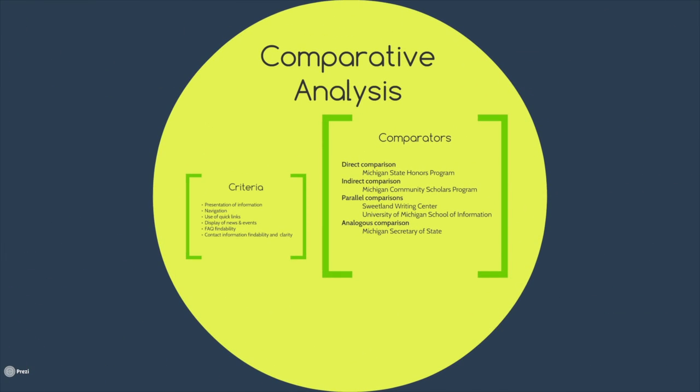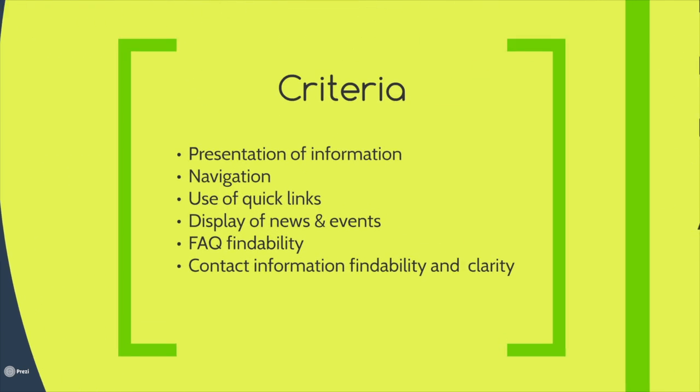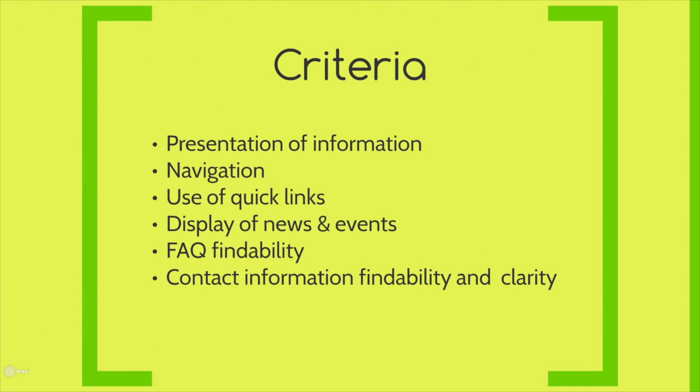After that, we looked at some of the competitors to find out how they are solving these problems. Some of the criteria used by us for comparison included how the information is presented, the overall navigation, how many and for which pages quick links have been used, how the news and upcoming events are being displayed, and how easy it is to find FAQs and contact information.